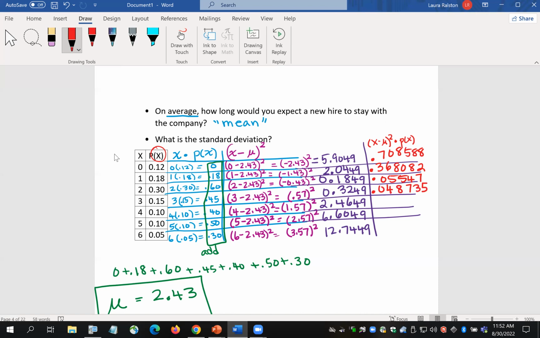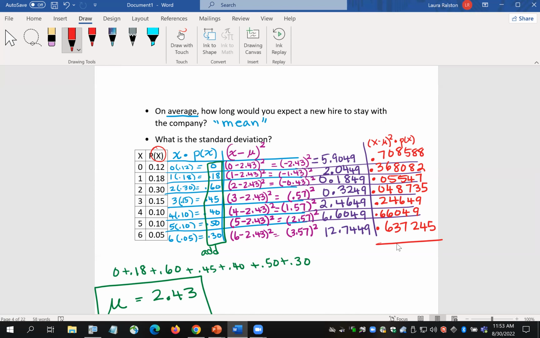2.4649 times 0.10 is 0.24649. 6.6, okay, so 0.66049, and then 12.7449 times 0.05, 0.637245. Okay, so now we got them all multiplied together, and I need to add those numbers up.